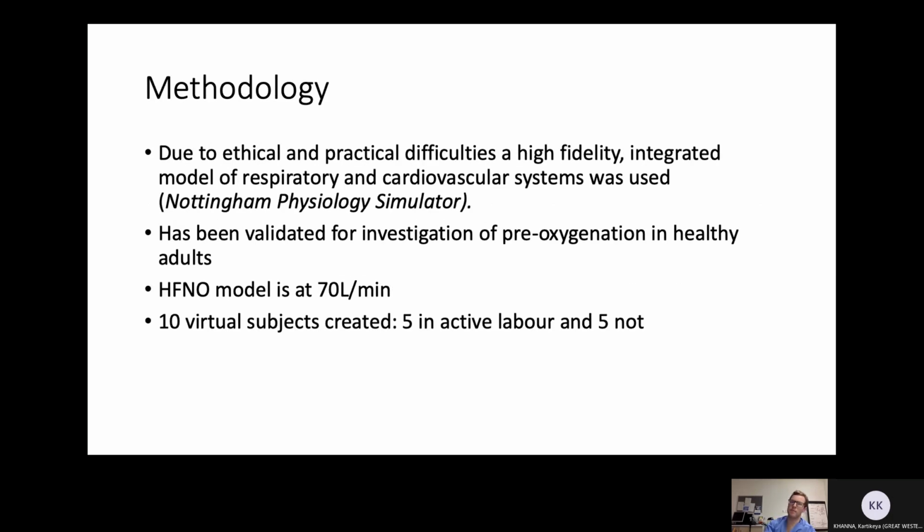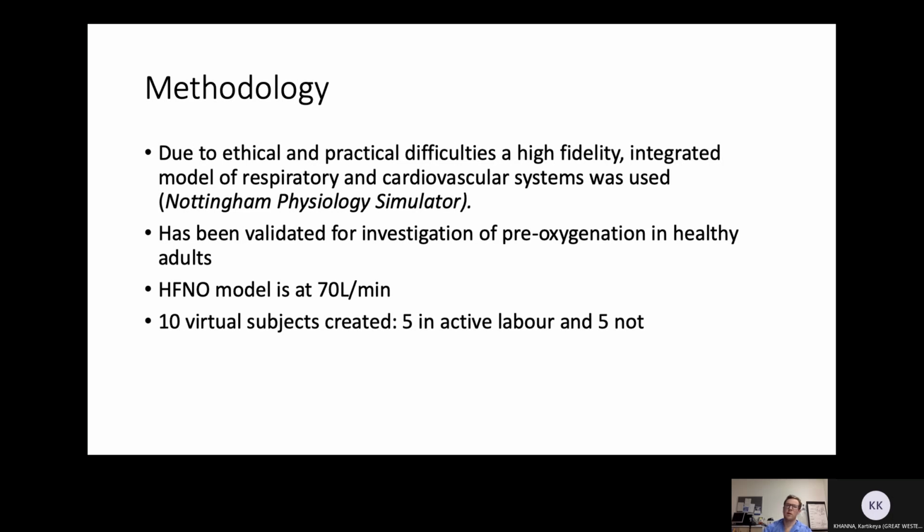So the methodology for this paper: due to ethical and practical difficulties, as we've described, they used a very high fidelity model of the respiratory and cardiovascular systems, the Nottingham Physiology Simulator, and this is validated for investigation of pre-oxygenation in healthy adults. There have been quite a lot of publications associated with it, just having a little look for myself. They used the maximum rate of oxygen that they could, so 70 litres per minute for the high flow nasal oxygen. And they created or modelled 10 virtual subjects of 5 varying BMI levels, and then whether they're in labour or not.